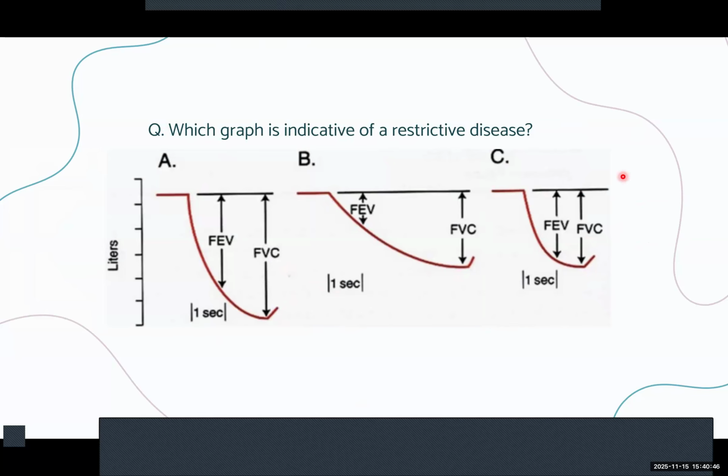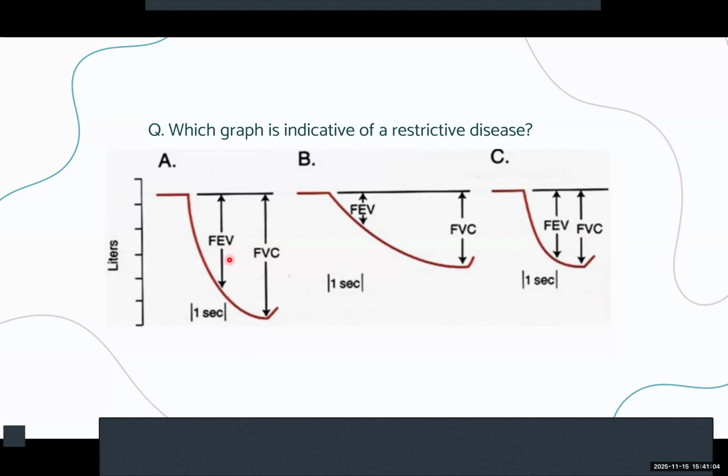So this is why I put a lot of these graphs. The first graph describes the normal graph. B is describing obstructive pulmonary disease, and C is describing the restrictive disease. So the thing which you want to look at, first of all, they're talking about FEV1. This is forced expiratory volume in 1 second.